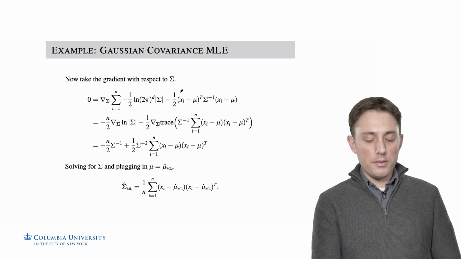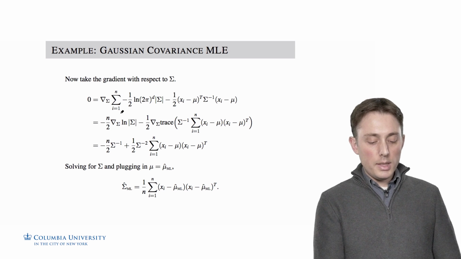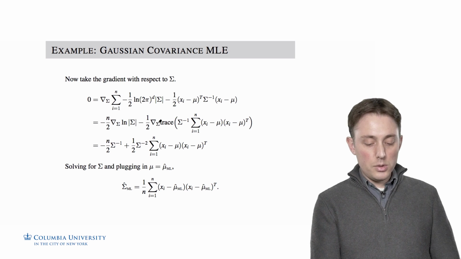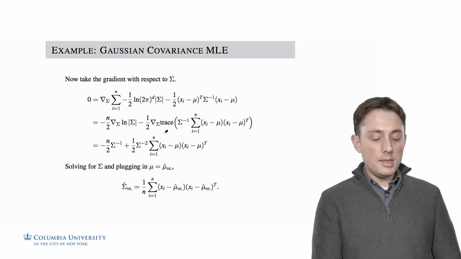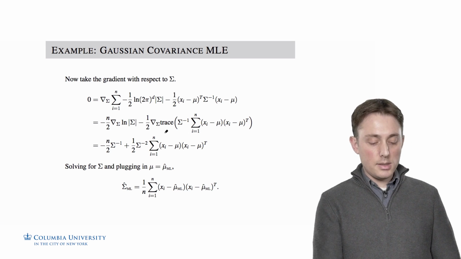So we have our log of our joint likelihood. We take the gradient of that with respect to sigma, and we get this function here. This is a d by d matrix.